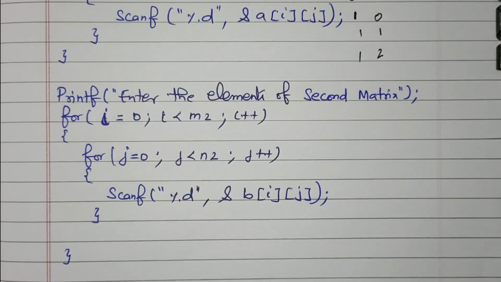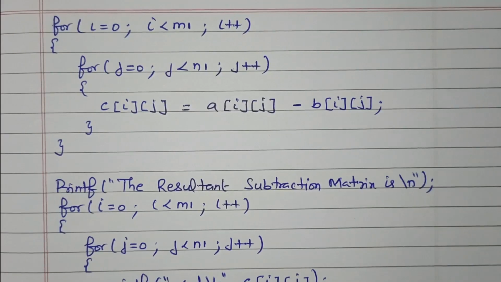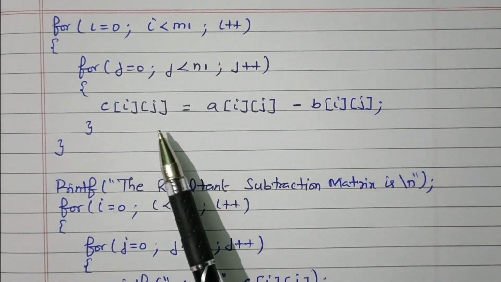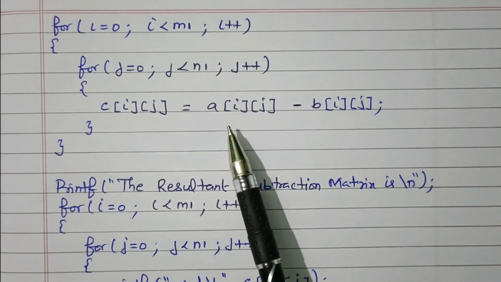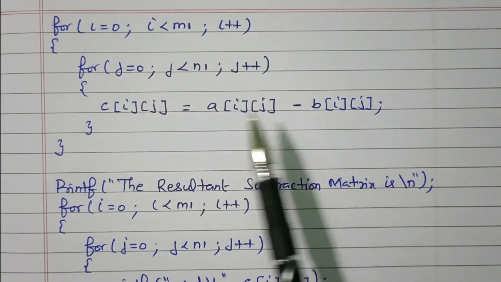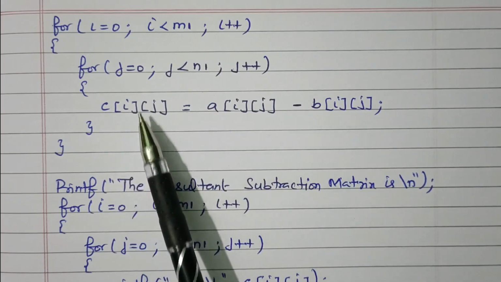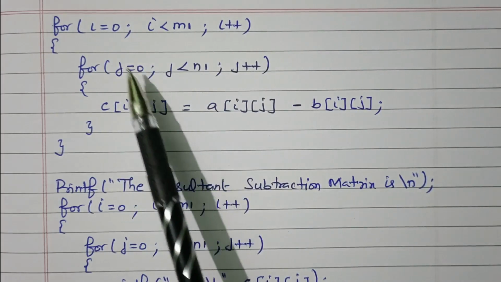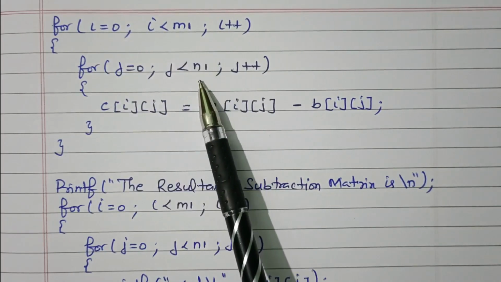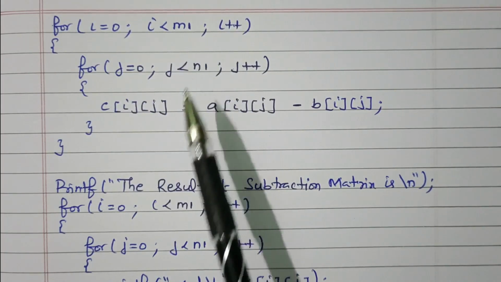Now we got the matrix A and matrix B, the first matrix and second matrix. Now we need to subtract these matrices. We'll go for the subtraction. So for subtraction also we need to open another 2 for loops because the corresponding locations are stored. We need to perform A of 0 0 minus B of 0 0, and that should be stored in C of 0 0. So we are opening the 2 for loops. This is for row, this is for column, right? Again m1 and n1 are used. We can use m2, n2 also, right?